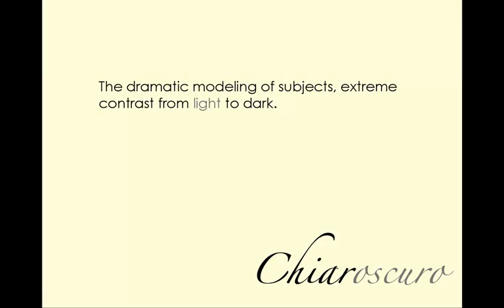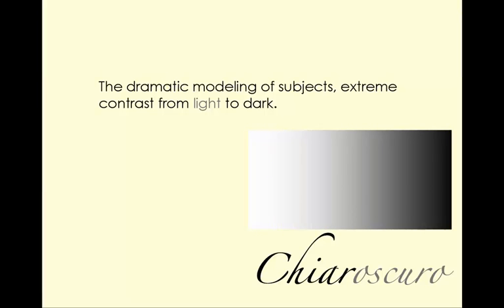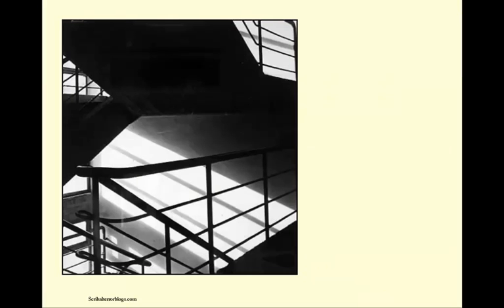Dramatic modeling of subjects, extreme contrast from light to dark. The big word for this is chiaroscuro. And understanding how light plays on the subject in all situations is really important to delivering an image that is very evocative of an emotion or a feeling. So be aware of how lighting falls on a subject and how that translates in both color and in black and white. Is there a lot of chiaroscuro happening in this image?